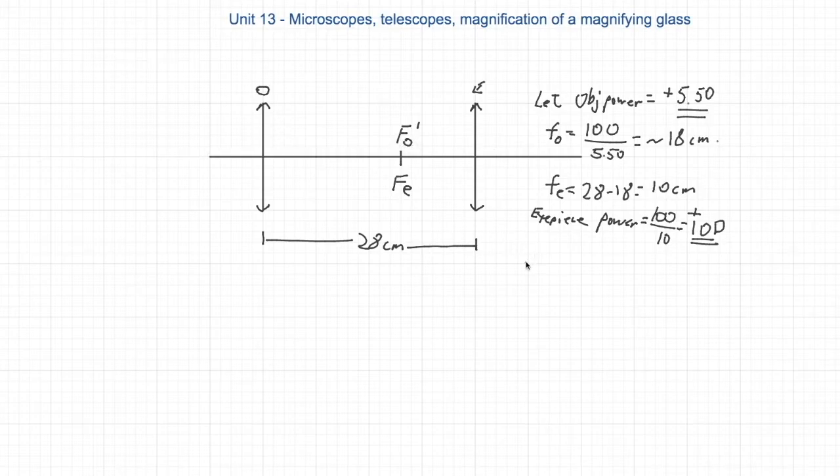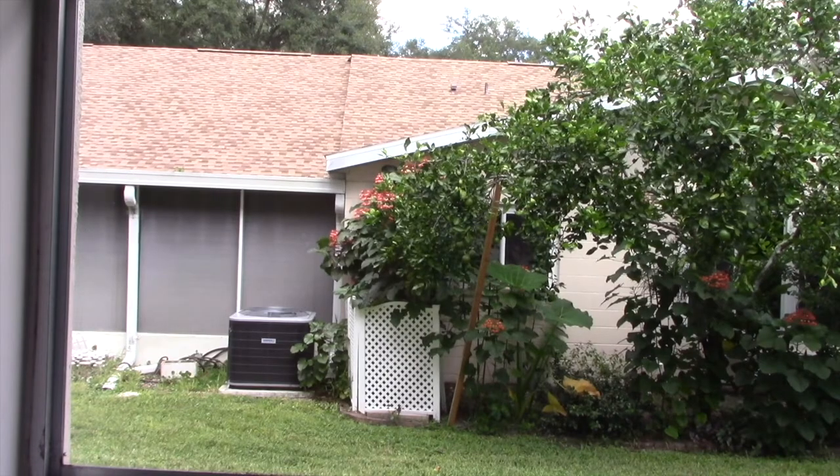We can also calculate the magnification, which equals minus FO over FE. So it equals minus 18 over 10, and we should have a 1.8 times magnification.